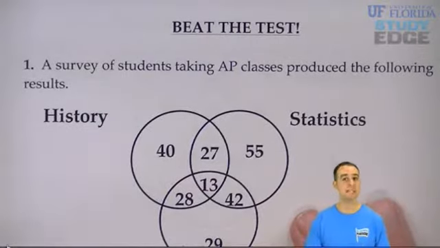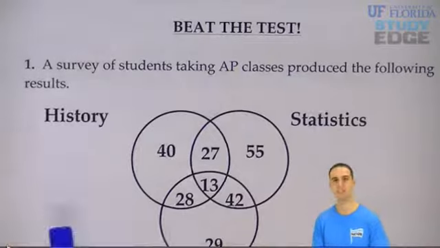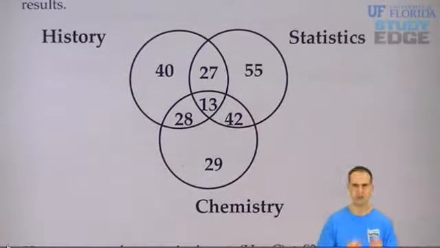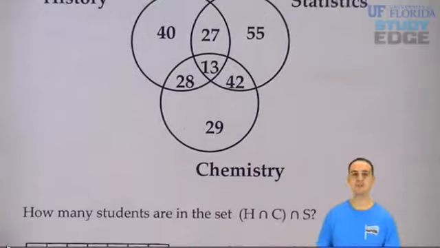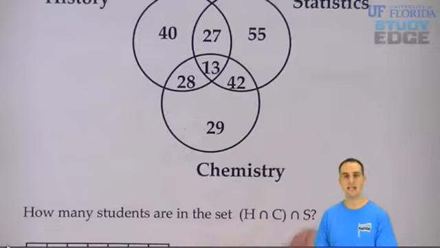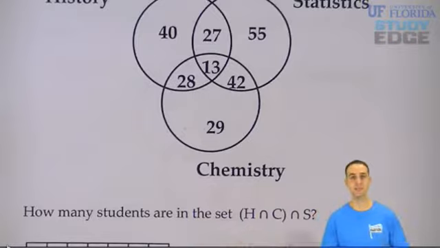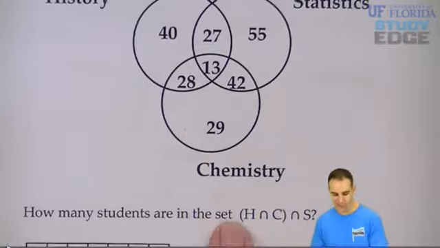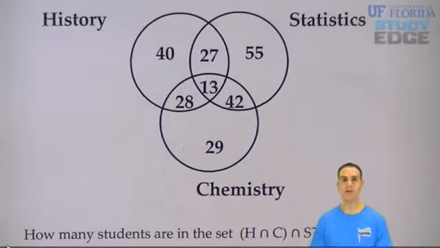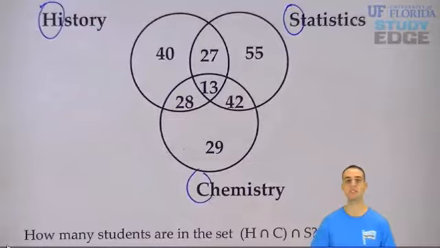Of students taking AP classes produce the following results. We have history, statistics, and chemistry. Three great courses. The question says, how many students are in the set of H intersect C intersect S? So in this case, we have to work what's inside parentheses first, and also keep in mind, what are H, C, and S? Well, that would just stand for, of course, history, chemistry, and statistics. They're using the first letter of the subject.